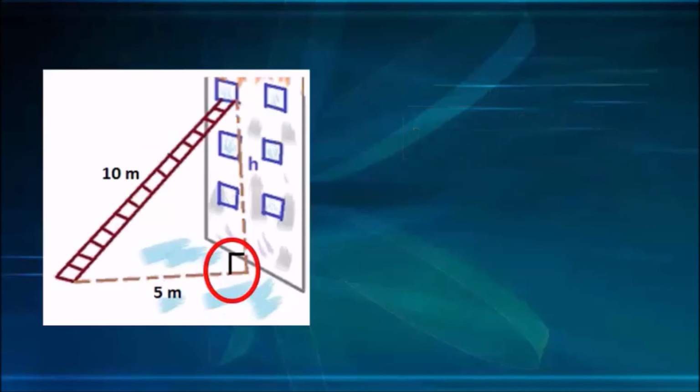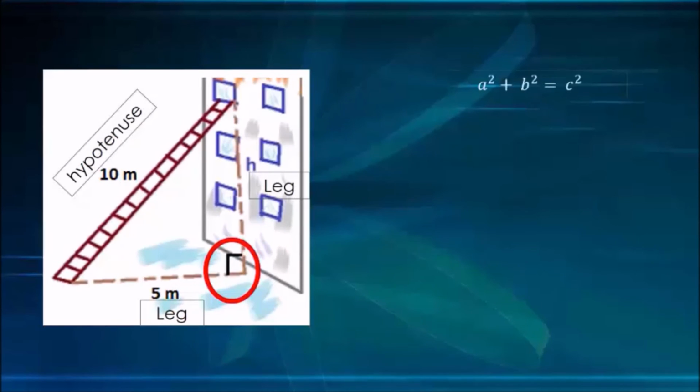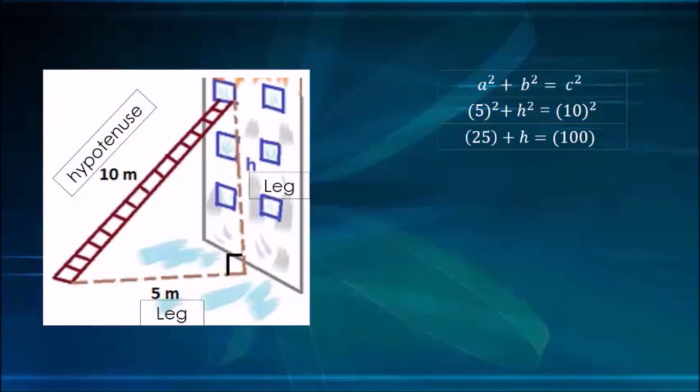Similar to the last problem, we want to identify where our right angle is, as this will tell us where our hypotenuse is. In this case, our hypotenuse is our ladder measuring 10 meters. Thus, the remaining two sides are our legs. Now we want to jot down the Pythagorean theorem, and we want to substitute in the appropriate values. Notice in this case we are given the hypotenuse, and we want to solve for one of the legs. We do some quick simplification.